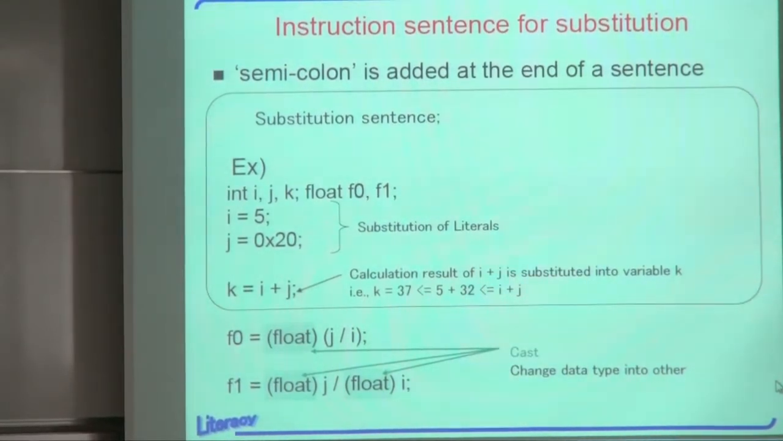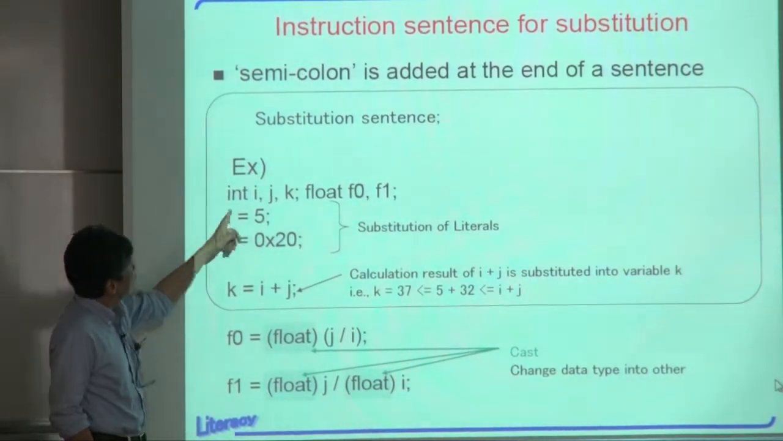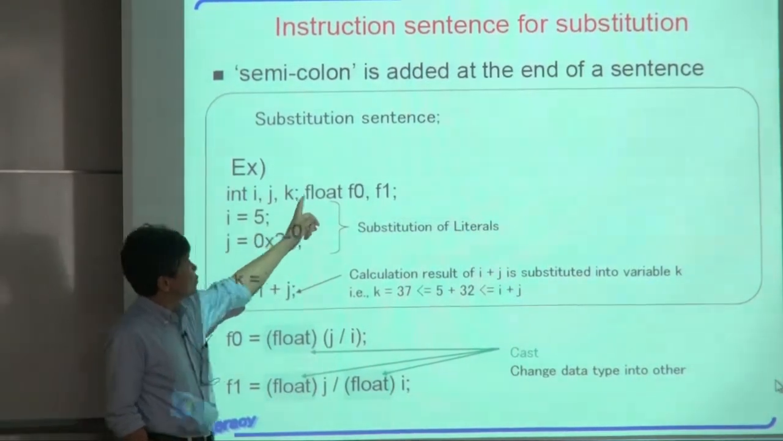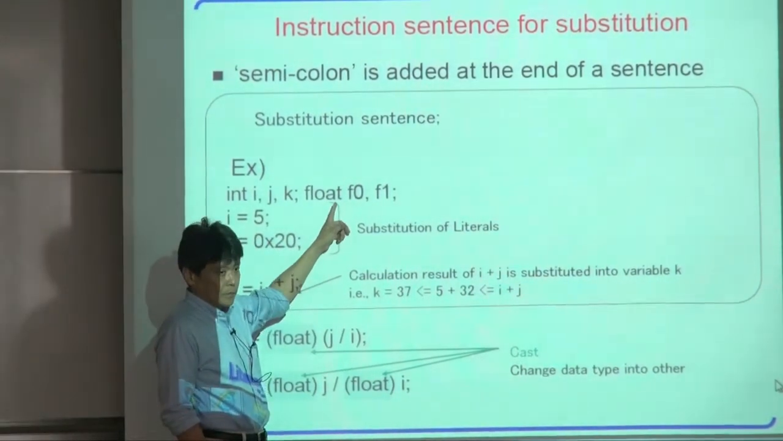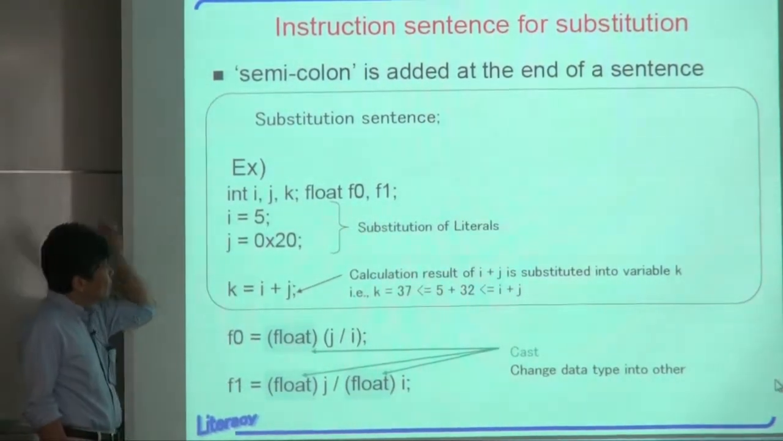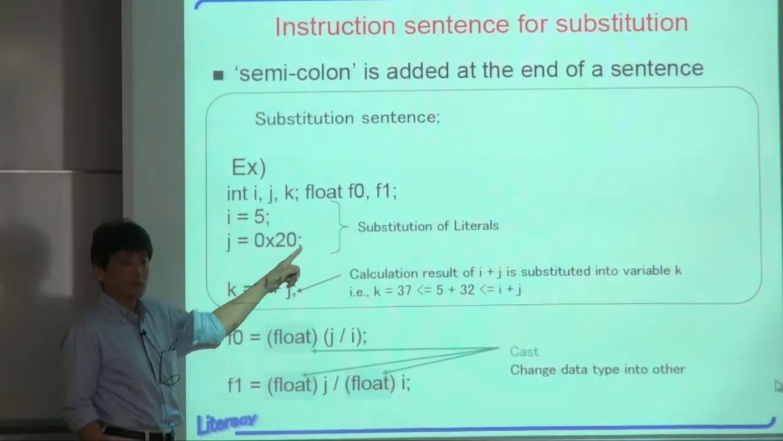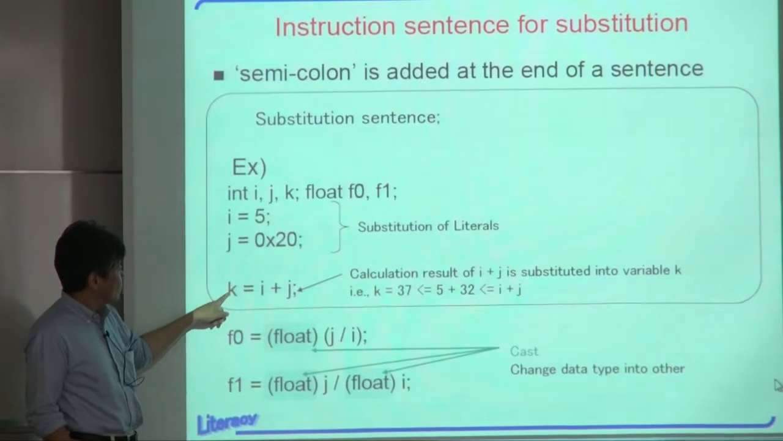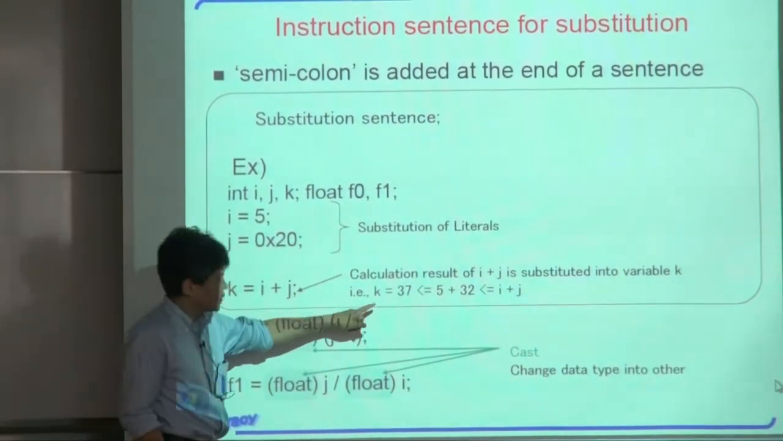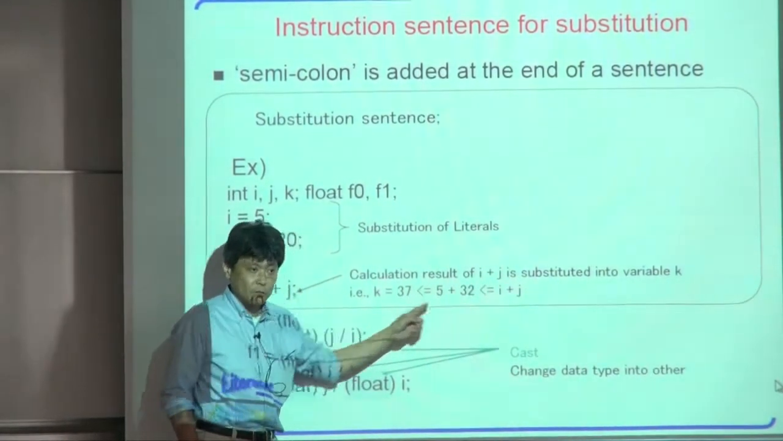So the actual program is shown here. In this case, integer variables i, j, k are defined, and floating point number variables f0, f1 are defined. Okay? And i has the decimal number 5, and j has the decimal number 32. And k, as a result, has 37 as a result of this calculation.